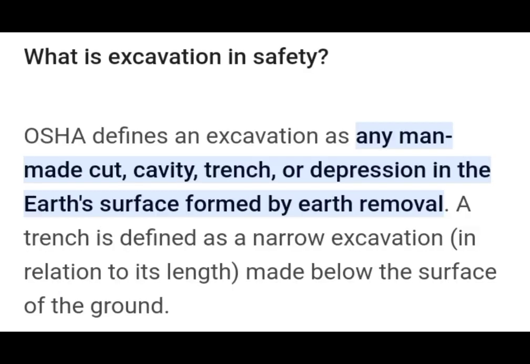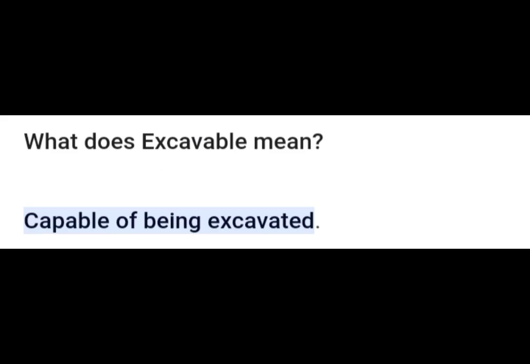What is excavation in safety? OSHA defines an excavation as any man-made cut, cavity, trench, or depression in the earth's surface formed by earth removal. A trench is defined as a narrow excavation in relation to its length made below the surface of the ground. What does excavable mean? Capable of being excavated.